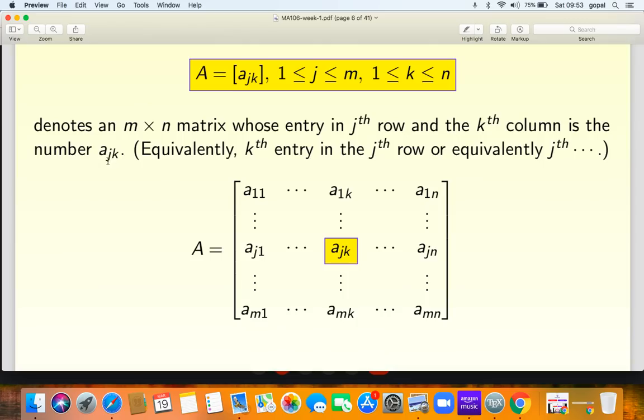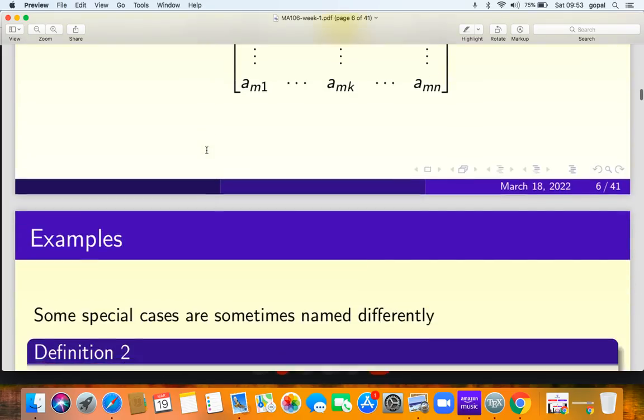So when I say Ajk, the first subscript j refers to which row the entry belongs to, and the second one refers to which column the entry belongs to. This is a convention that's going to be used throughout. Please adhere to this convention. So this is a general example of a matrix, an M cross N matrix.